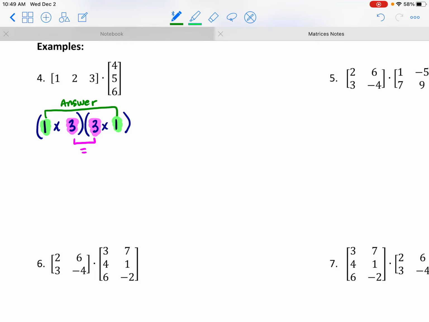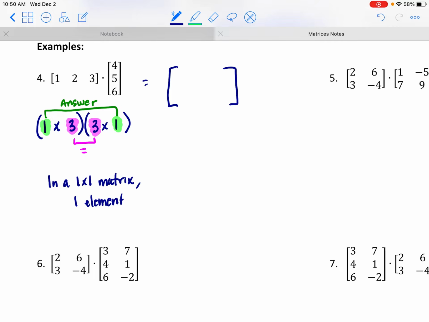So these can be multiplied because the number of columns in the first is equal to the number of rows in the second, and the answer is going to contain the number of rows from the first and columns from the second, so it's going to be a 1 by 1 matrix. A 1 by 1 matrix means there's just going to be one element in here.